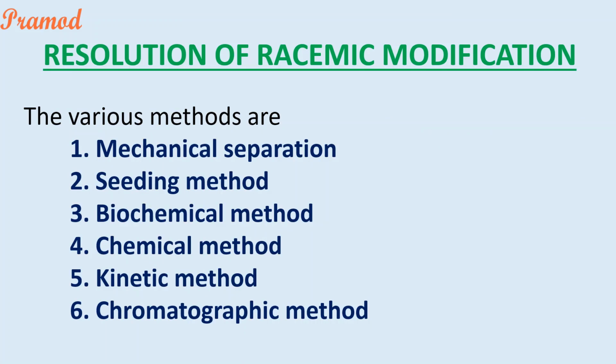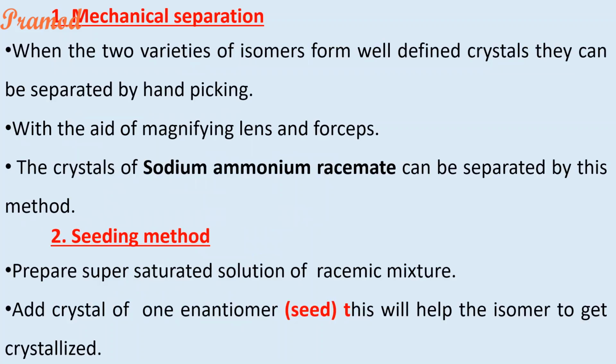Now let's see the methods for resolution of a racemic modification or a racemic mixture. First is mechanical separation, second is the seeding method, third is the biochemical method, fourth is the chemical method, fifth is the kinetic method, and sixth is the chromatographic method. Now let's go one by one. The first is mechanical separation.